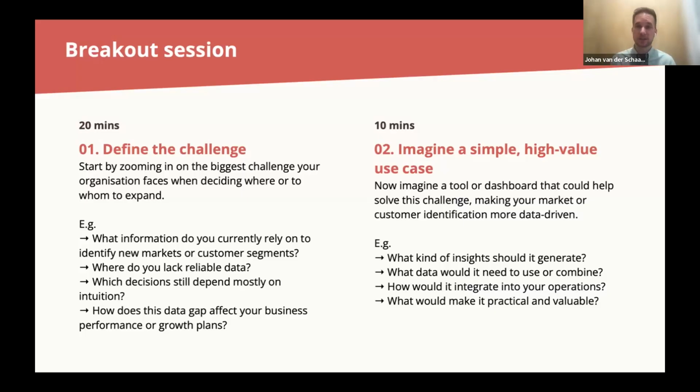So we can talk about how you're currently leveraging data or how you're currently making decisions to expand into new markets and what data that's based on. And once we have a clear understanding of that, we can start to imagine a little bit more how Dalberg Research's solution could help you solve that problem.